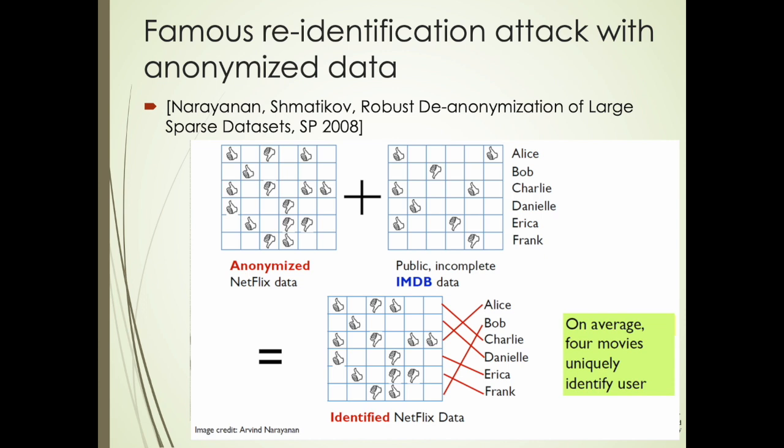But what these authors showed was that if you combine this information together with some public information that the Internet Movie Database had, because many of the users that gave their information to Netflix also then published on the Internet Movie Database saying which movies they watched and whether they liked them or not, and they gave their names. So if you combine these two data sources, they were able to actually figure out the names for many of the users.